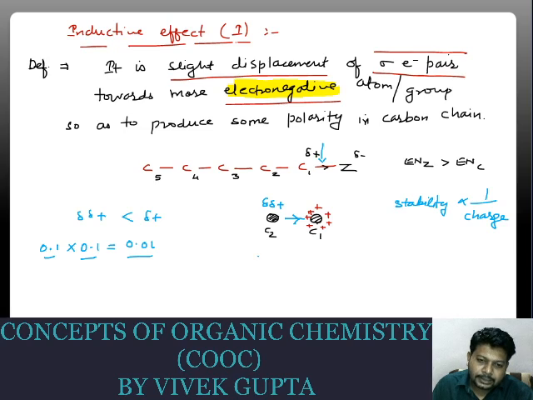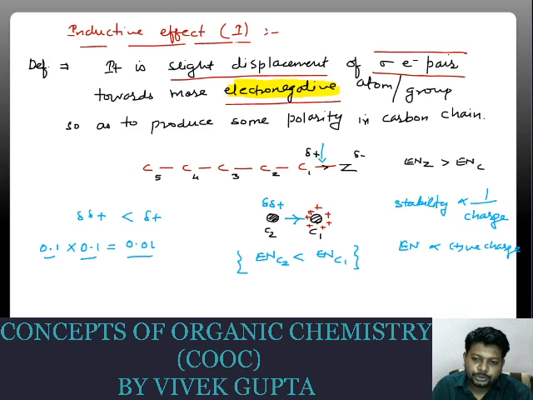Now we can say the electronegativity of C2 is less than electronegativity of C1 due to generation of charge, because now C1 carbon has acquired some partial positive charge, so it is acting to be more electronegative than neighbor carbon. Though both the atoms are carbon, just because of the charge the electronegativity increases. So we can make a simple rule: electronegativity increases with development of positive charge.